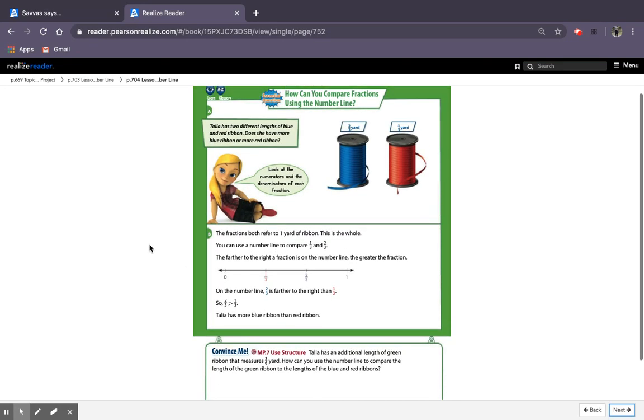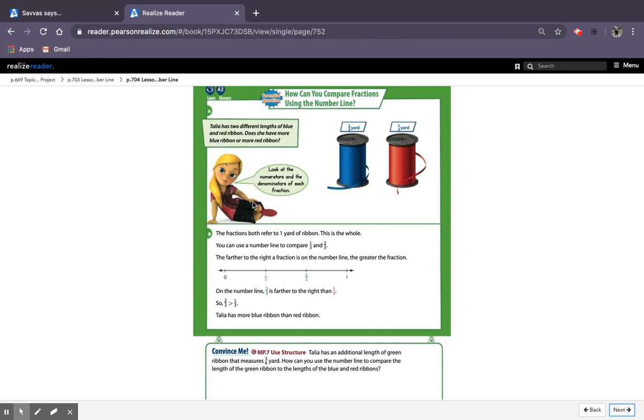Our essential question is, how can you compare fractions using a number line? That's what this entire lesson is on: using a number line to compare which fractions are greater than, less than, possibly even equal to. Our problem says Talia has two different lengths of blue and red ribbon. Does she have more blue ribbon or more red ribbon? For blue, she has 2/3 of a yard, and for red she has 1/3 of a yard.